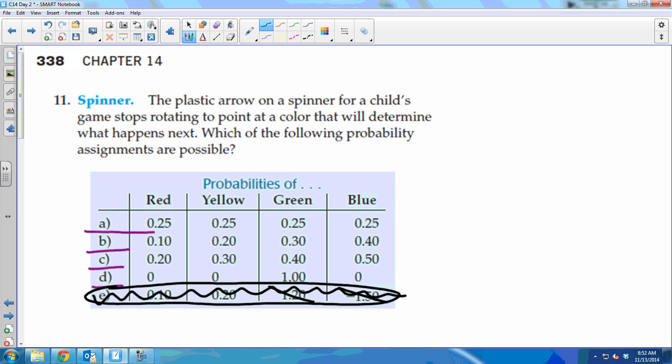Now the other ones look okay, so you need to go back and do some adding, right? Does A add up to 1? Yes. Does B add up to 1? C does not, right? Because you have 90 just here. So C does not work. And then D does add up to 1. I don't know how that would be a very good children's game when it's all the same thing, but it adds up to 1. All right. Questions about that? Does that make sense?